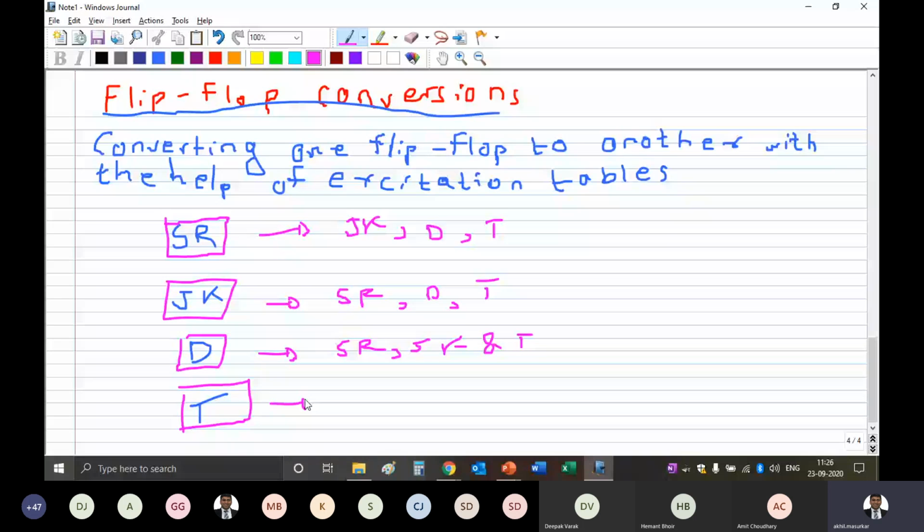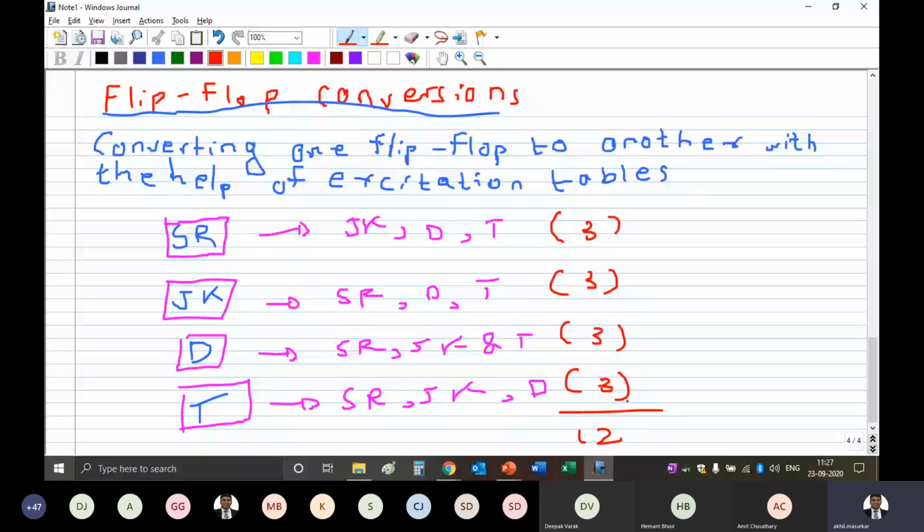So in all, you can see that SR can be implemented in three ways, JK in three ways, D also in three ways, and T also in three ways. So all these methods we should know. Precisely there are going to be 12 implementations, and all these 12 we will see today, or rather at least try to see one of each, how to do this. Okay, so that is for today. So let me go to the slide now.